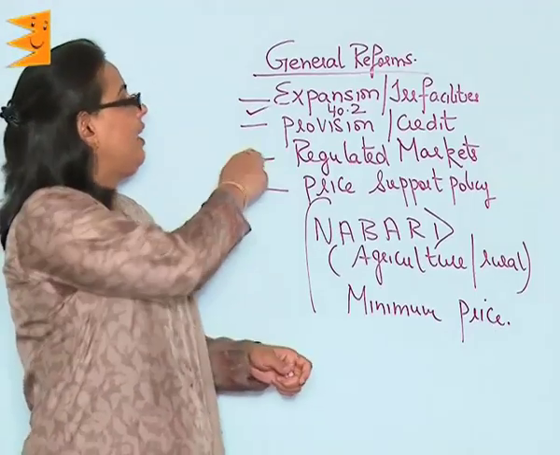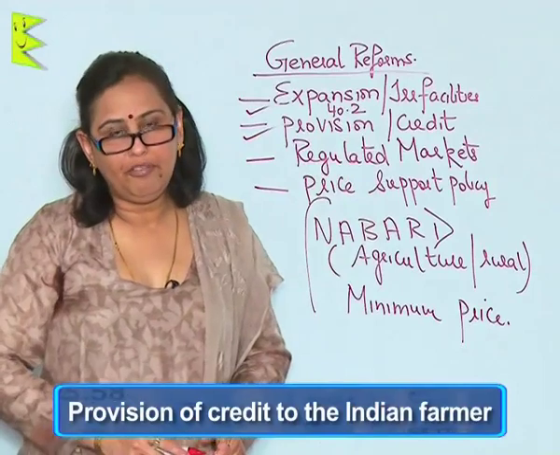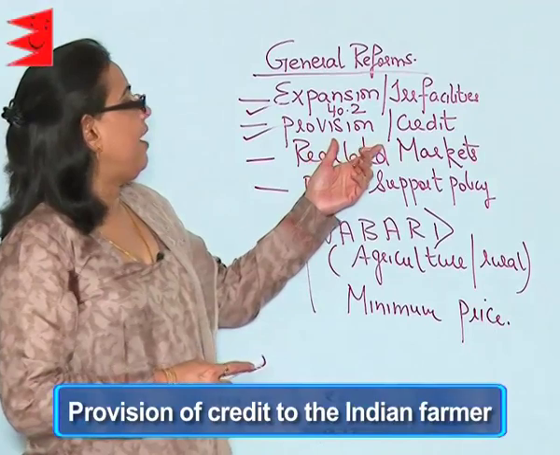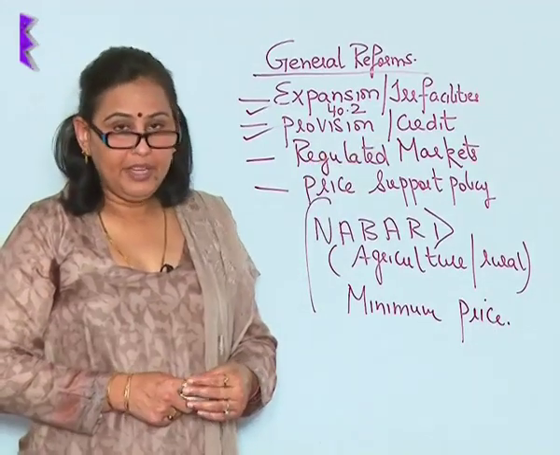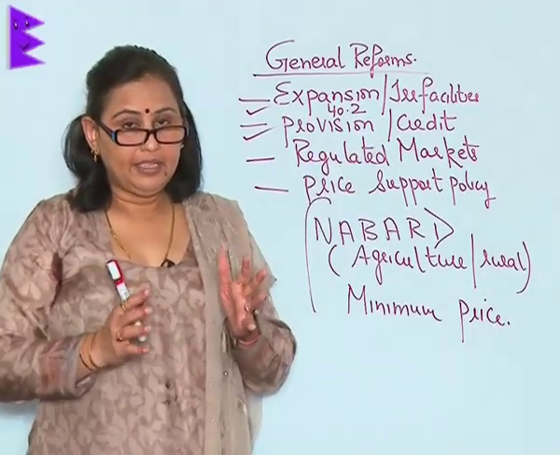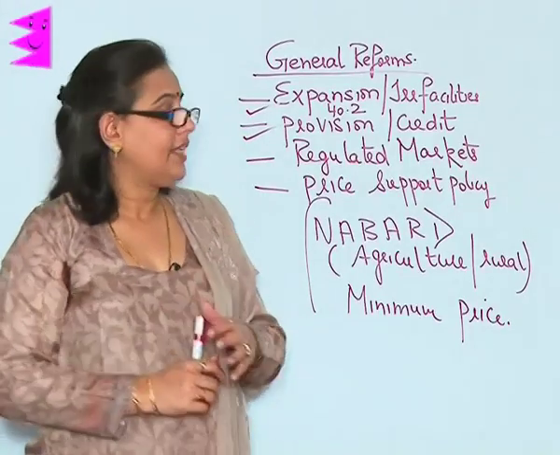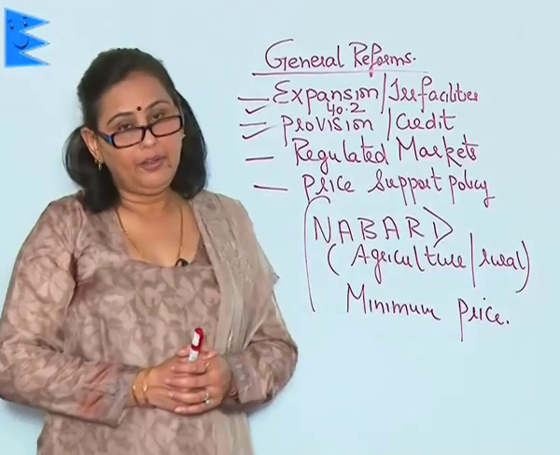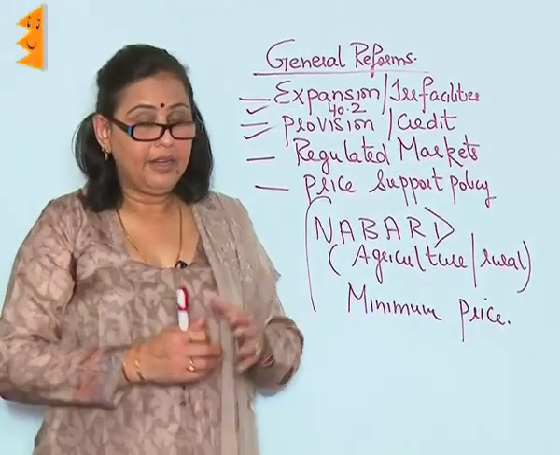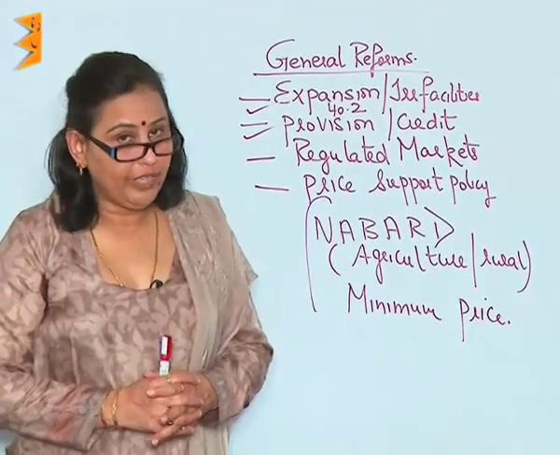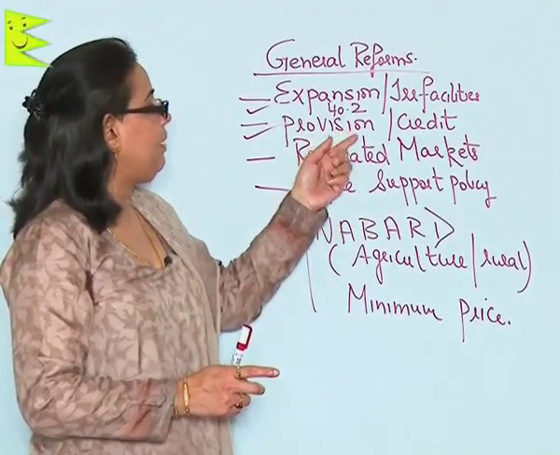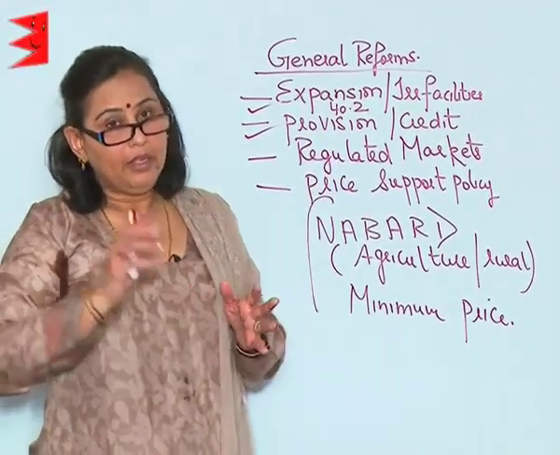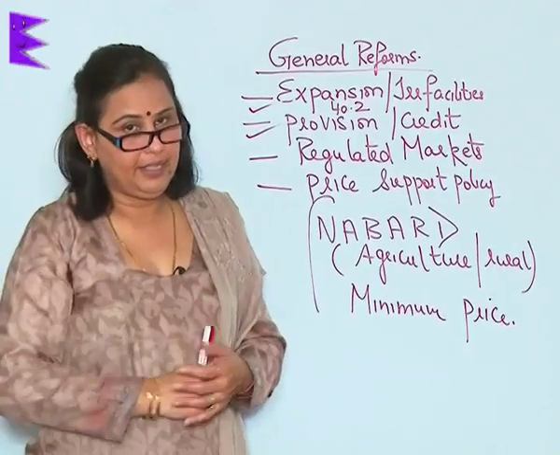The second general reform is provision of credit to the Indian farmer. The Indian farmer has been given various schemes like the Kisan credit cards and also the NABARD-like agricultural and rural segments under the bank schemes, by which the Indian farmer is able to get the required credit with the minimum required number of formalities.